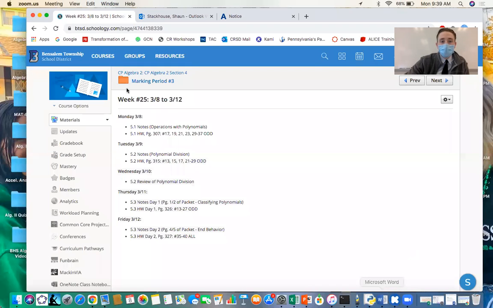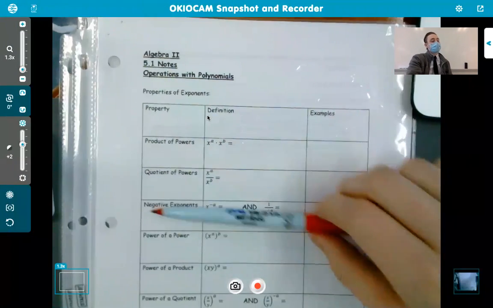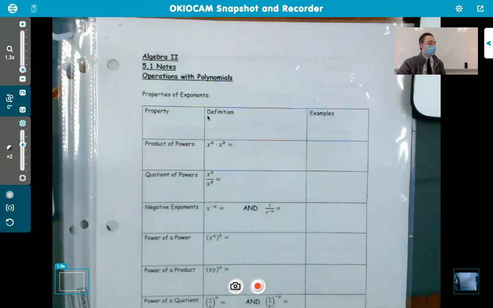But the note packet looks like this. All right. You see it says 5 on notes, and we're dealing with operations with polynomials. So what we're going to do essentially is work with addition, subtraction, multiplication, division of expressions that involve variables. And we're going to have to go through a list of properties and how they relate to polynomials.